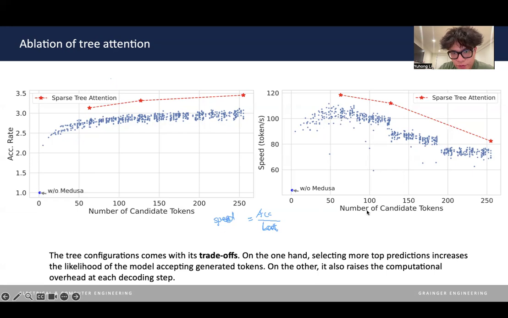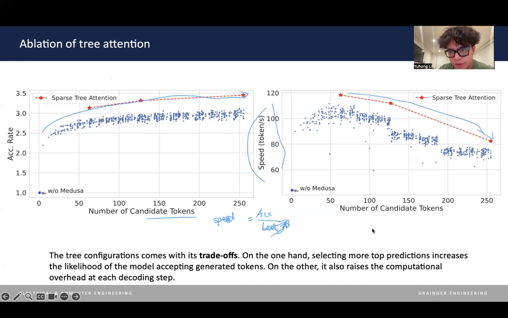However, when we add more candidates to the tree, latency will drastically increase. So you can see here, even though our acceleration rate, which is how many tokens on average we can decode in one inference, slightly increases in a logarithmic manner, because the latency just increased drastically, total speed drops.